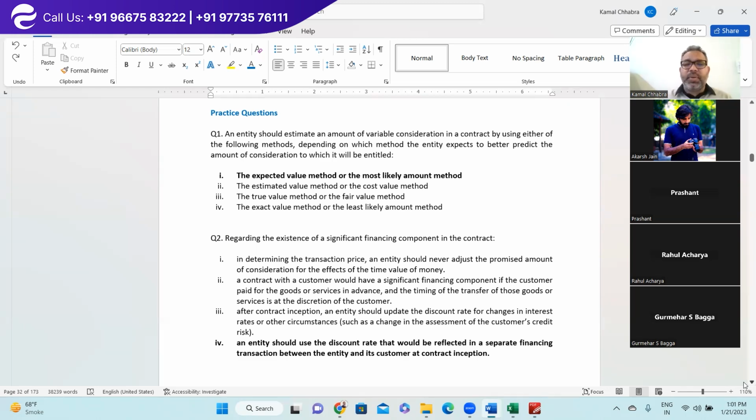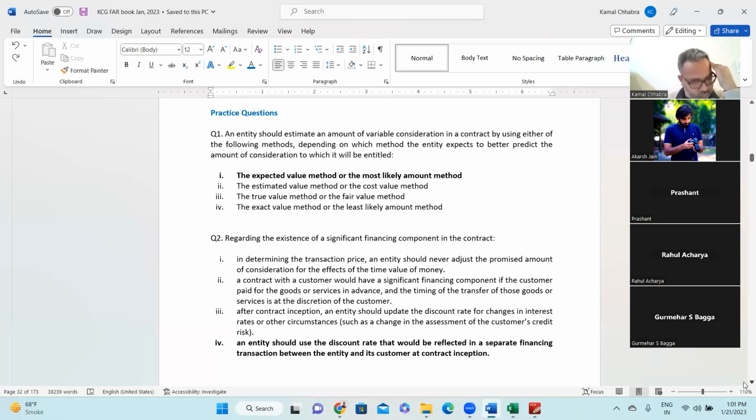Which methods are acceptable as per standard? The first one, expected value method and most likely amount method. What is expected value method and what is most likely method? So in most likely we have two options basically, and you may have multiple options, but one option is very strong, with more than 50% probability of getting that, right? And in expected value method, we have different probabilities at different outcomes, so we'll calculate the expected value. Yes, absolutely true.